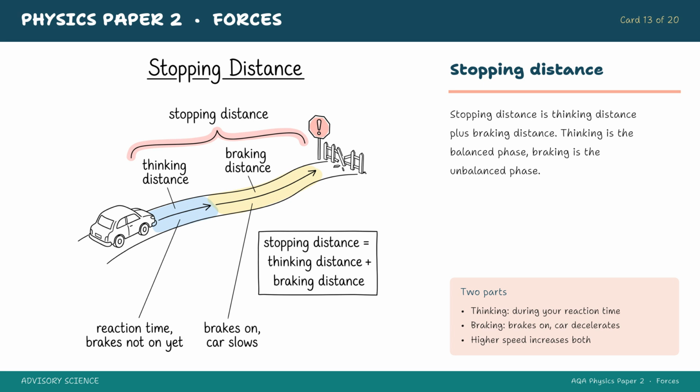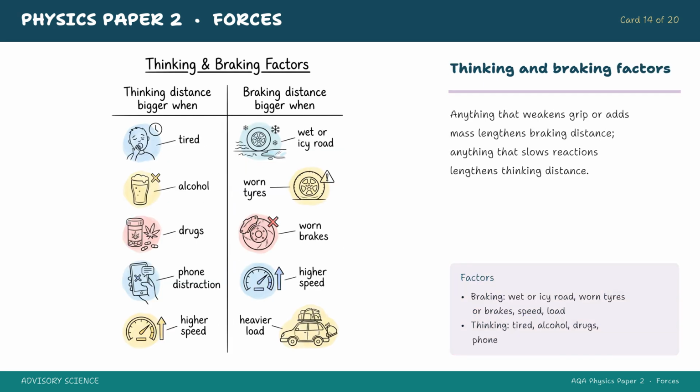Thinking distance is how far the car travels during your reaction time. Anything that slows your reactions makes it longer. So being tired, drinking alcohol, taking drugs, or looking at a phone all stretch the thinking distance out. Braking distance comes second, and it's the unbalanced forces phase. Now the brakes are on, the forward force is gone, and a big backward friction force takes over. So the forces are unbalanced and the car decelerates.